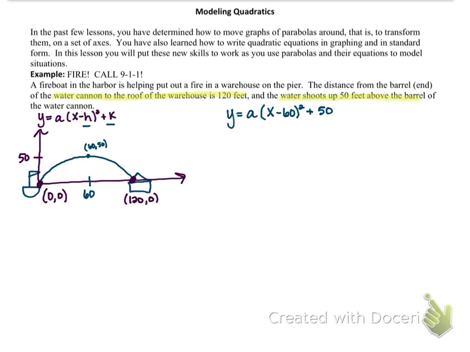Unfortunately, we cannot use the vertex as one of the coordinate points we plug in to x and y, because if we plugged in 60 to x, we would have 60 minus 60 squared, which would give us 0, and then y would equal 50, which we already know that point exists. So we can either choose to use 0, 0 or 120, 0. For this example, I will be using 0, 0. So we're going to plug 0 into the y, as well as 0 into the x value.